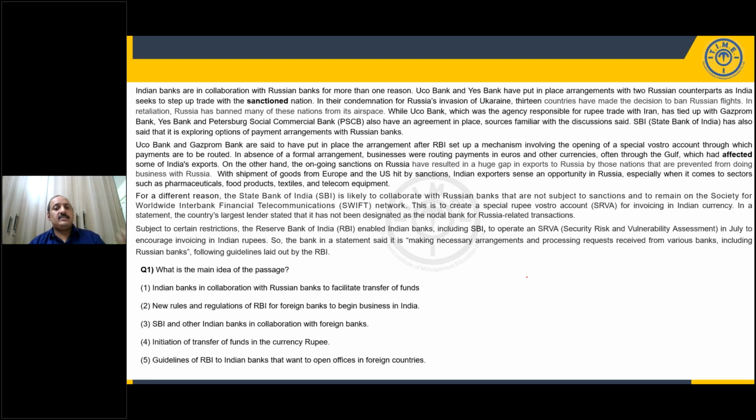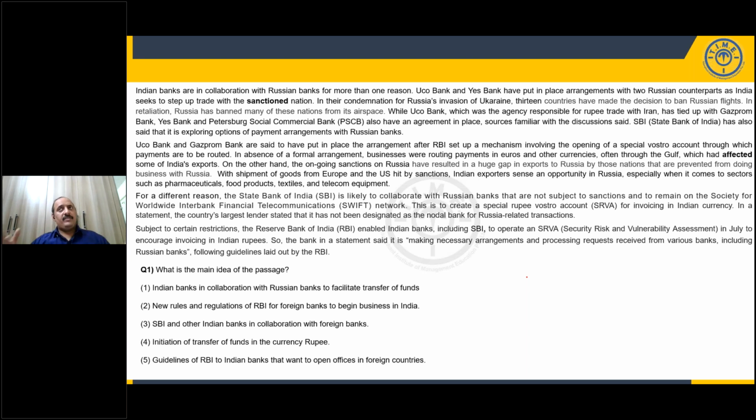Okay. So subject to certain restrictions, the RBI enabled Indian banks, including the SBI, to operate an SRVA in July to encourage invoicing in Indian rupees. So the bank in a statement said it's making necessary arrangements and processing requests received from various banks, including the Russian banks, following the guidance laid out by the RBI.